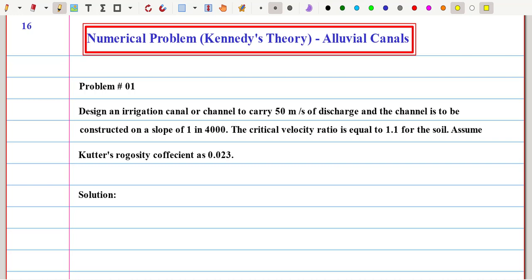I hope you guys got these steps of Kennedy's theory. If there are any queries or any issues, you can ask me in comments. We can do some more numerical problems if you want. Otherwise, we will move forward to Lacey's theory.